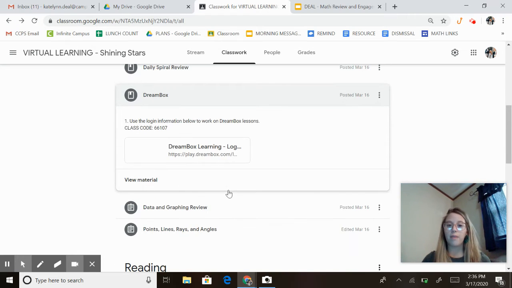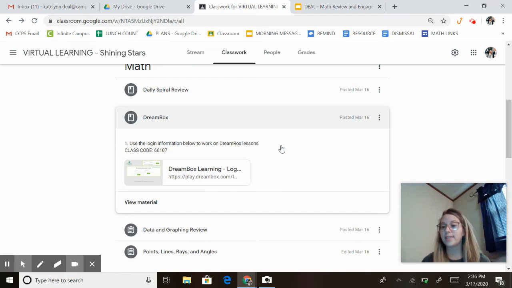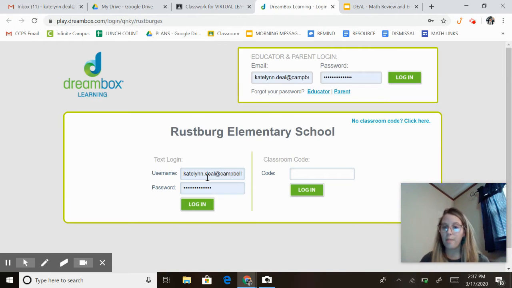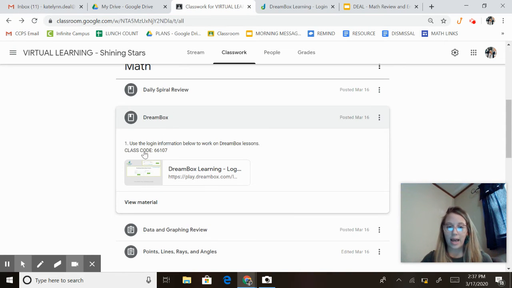Your second goal for math is to get your Dreambox Learning set up on your laptop at home. If you look here, I've given you our class code. So if you click on Dreambox Learning, your dashboard will come up, and where it says class code, you need to type in what I have put here, class code 66107. When you do that, your normal Dreambox tab will come up. Just like always during math rotations, your goal is to complete 1 to 3 lessons each day.